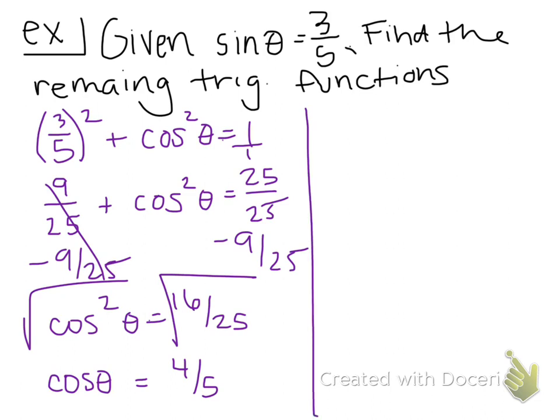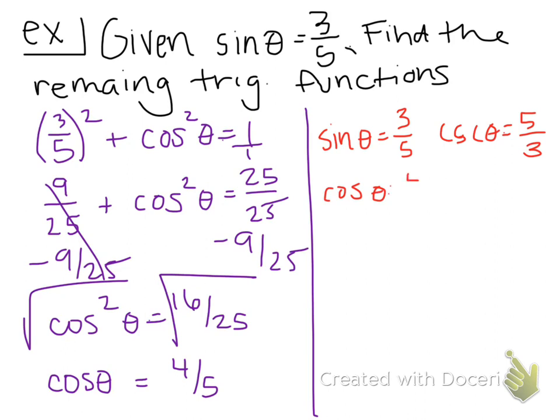So let's get this going. So we know sine is 3 over 5. We know cosecant is 5 over 3. I now know cosine is 4 over 5, which means secant is 5 over 4.